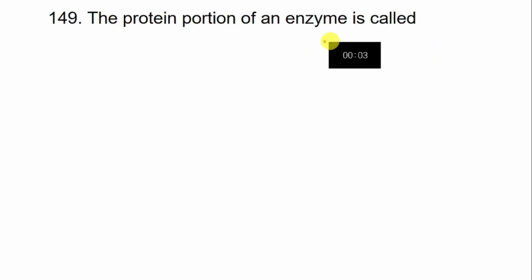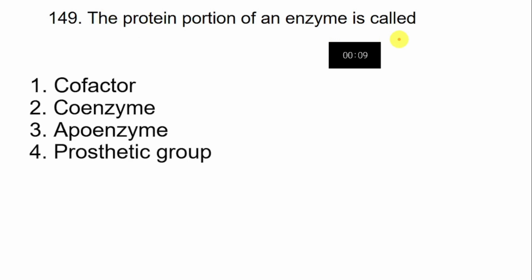The protein portion of an enzyme is called apoenzyme. Option 3 is the right answer. These are the other groups that associate with apoenzyme. Prosthetic group is the non-protein group which is tightly bound to apoenzyme. Coenzyme is again a non-protein group which is not tightly bound to it, and it associates only at the time of enzyme activity. Cofactor is a metal ion which associates with apoenzyme and confers the catalytic activity, makes it functional.